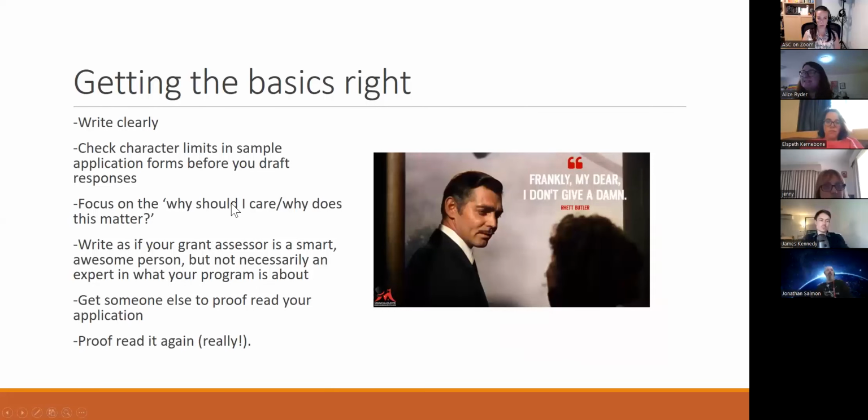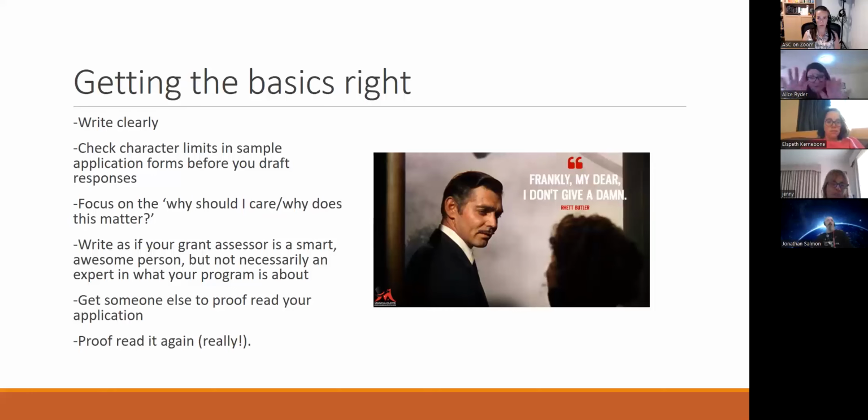Relatedly, write clearly. Check the character limits or the word limits of applications before you start to draft your responses. Often grants, including National Science Week, will have sort of a template for a grant application or a dummy grant application. It tells you what the character limit is. That will really help you craft your writing to make sure that you don't write a beautiful essay and then realize you're actually only allowed 1 paragraph of a response.